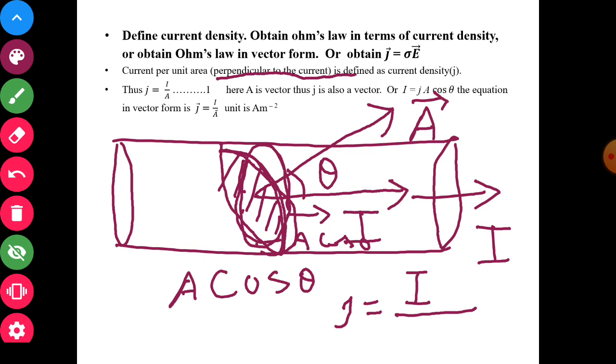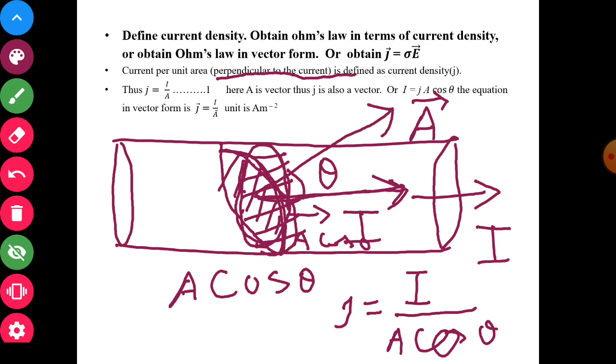Okay, and this A cos theta will be the plane which is perpendicular to electric current. So J is equal to I upon A cos theta. So I is equal to, you can write, J A cos theta. This is the significance, or we can say understanding, of this definition of current density.